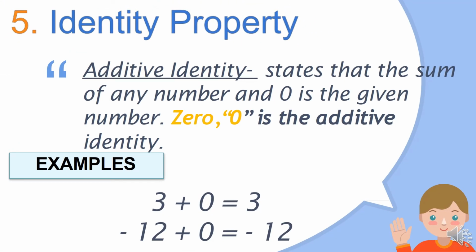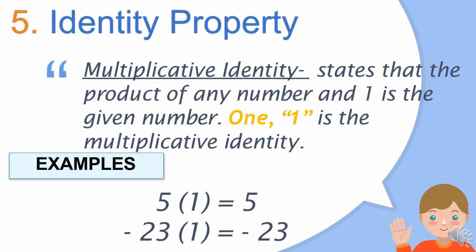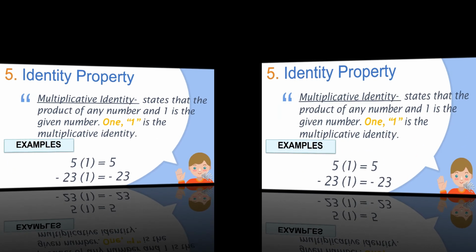As you can see in the example, 3 plus 0 is 3, and negative 12 plus 0 is also negative 12. Multiplicative identity states that the product of any number and 1 is the given number. 1 is the multiplicative identity. Let's see some examples. 5 times 1 is 5. Negative 23 times 1 is negative 23.